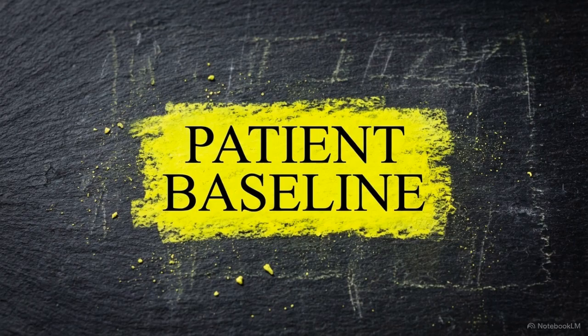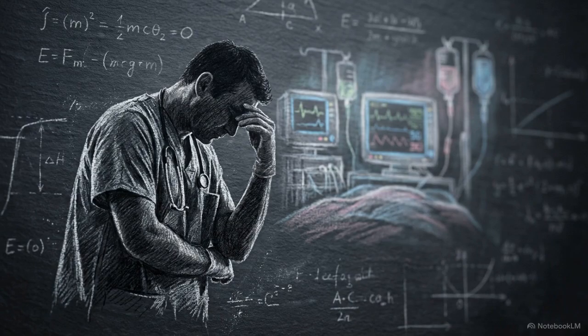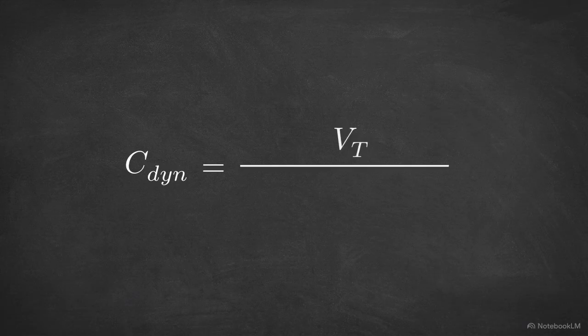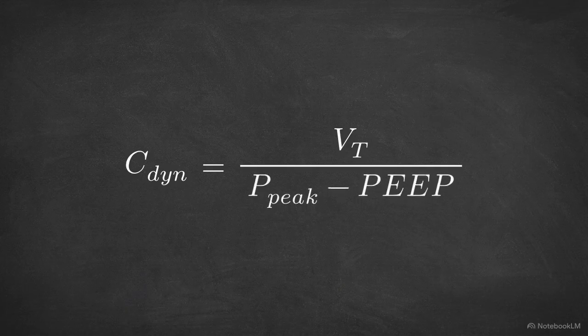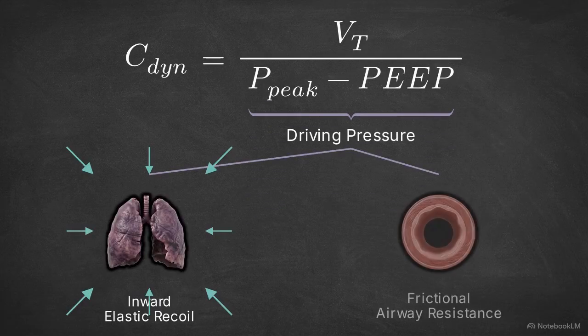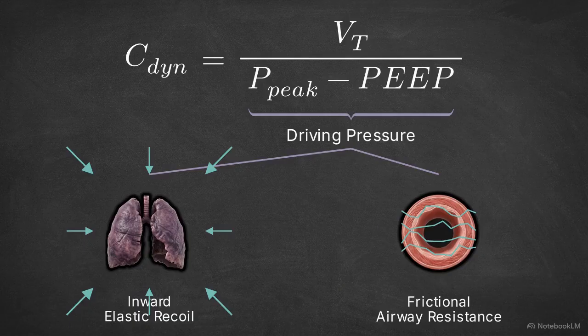The trap lies entirely in the last two words of the prompt, normal lungs. That clinical intuition is built on treating sick patients. To pass the exam, you have to discard your hospital experience and rely strictly on physical modeling. Dynamic compliance equals tidal volume divided by the difference between peak inspiratory pressure and positive end expiratory pressure. This driving pressure fights two physical forces, inward elastic recoil and frictional airway resistance.